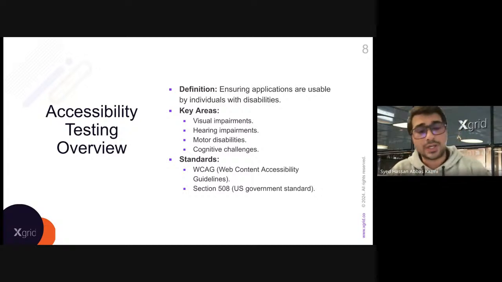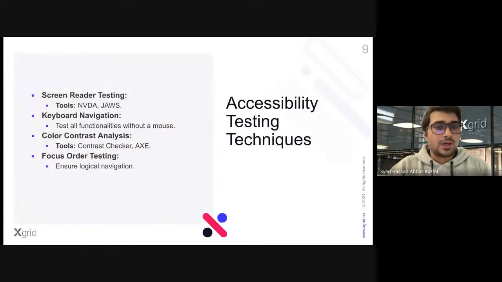And then there's Section 508 of the US government standard, which underlines that every software or website out there has to be up to standards for these key areas, right? So for the screen reader testing, we have tools such as NVDA and JAWS. We have keyboard navigation that tests all functionalities without a mouse, and then we have color contrast analysis, for which the tools are Contrast Checker and AXE, and focus order testing basically ensures logical navigation, right?